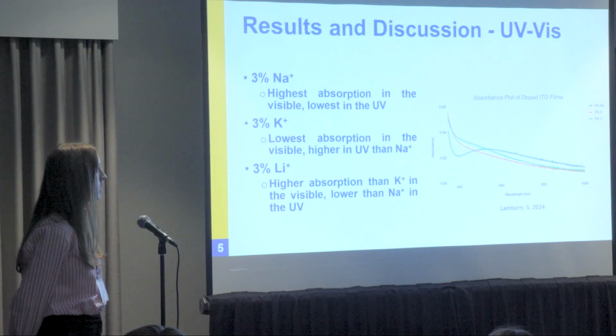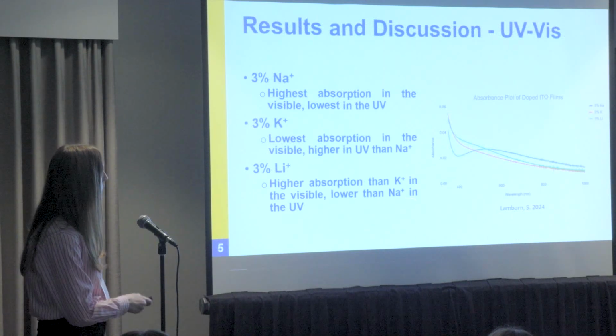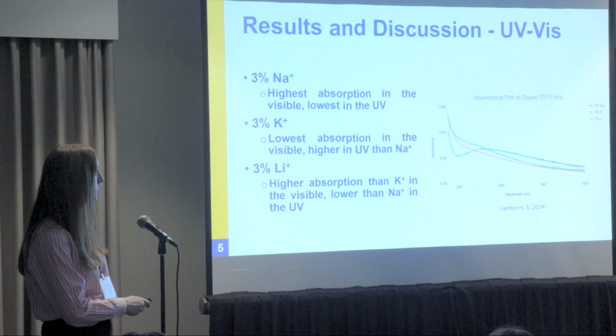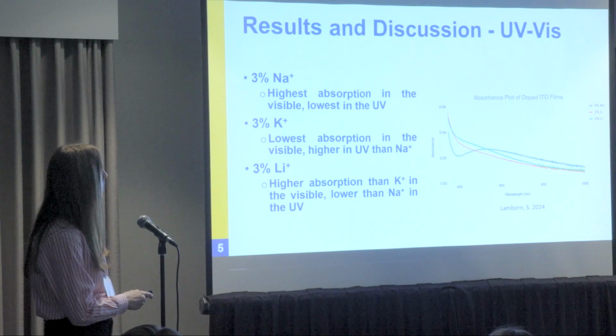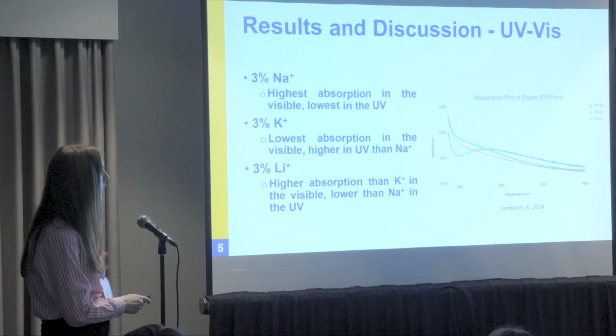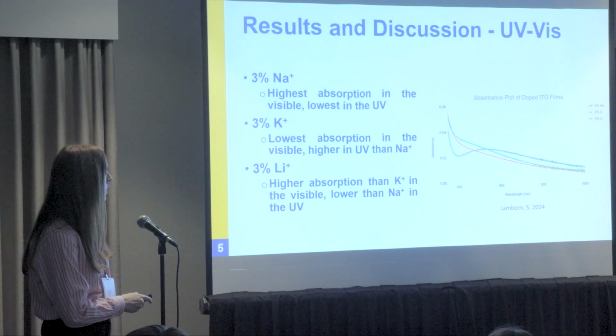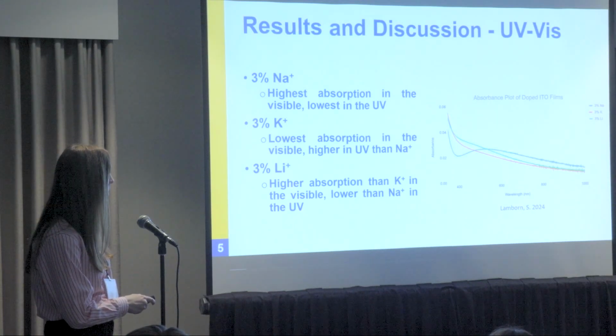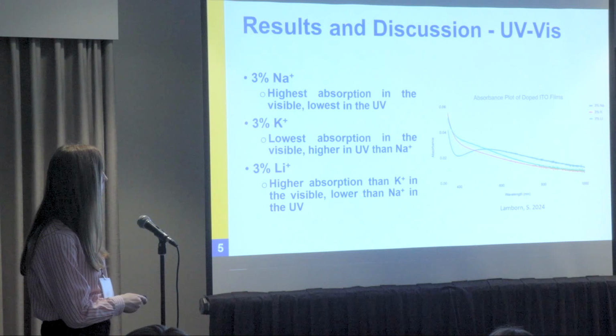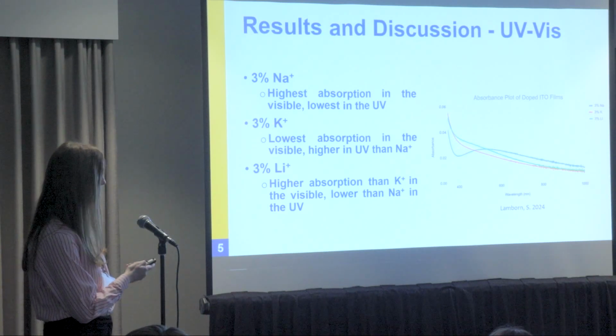So for our UV visible data, we found that our 3% sodium film had the highest absorption in the visible region, but the lowest in the UV. Our potassium had the lowest absorption in the visible, but higher in the UV than the sodium. And the lithium had higher absorption than potassium in the visible, but that's a typo, higher than sodium in the UV.